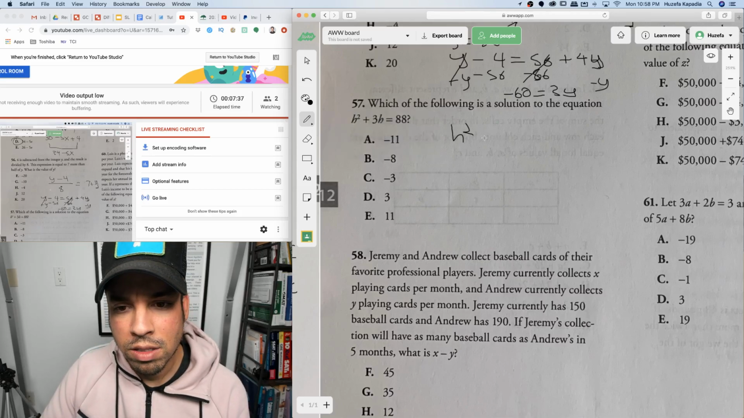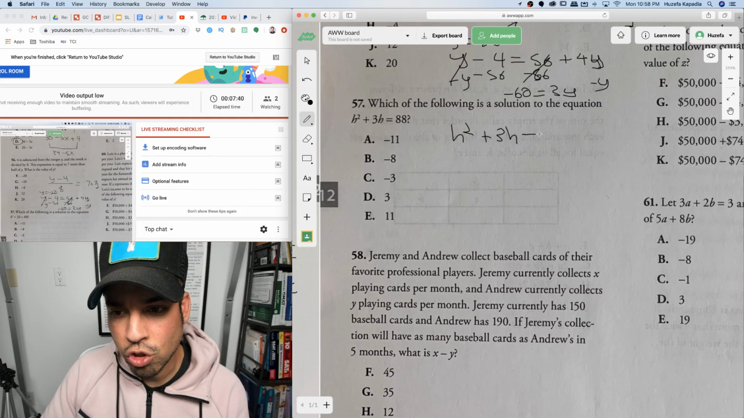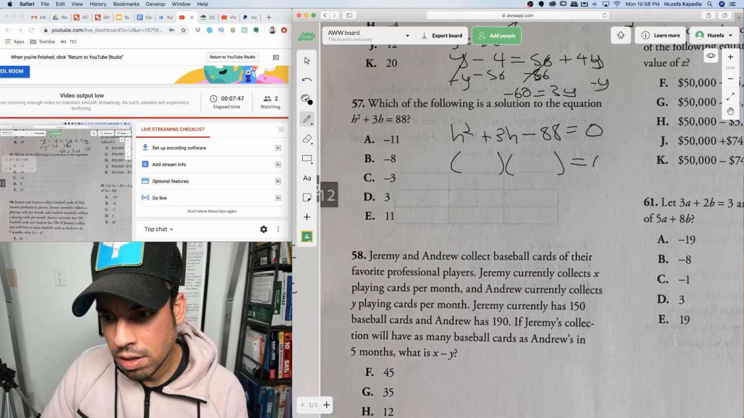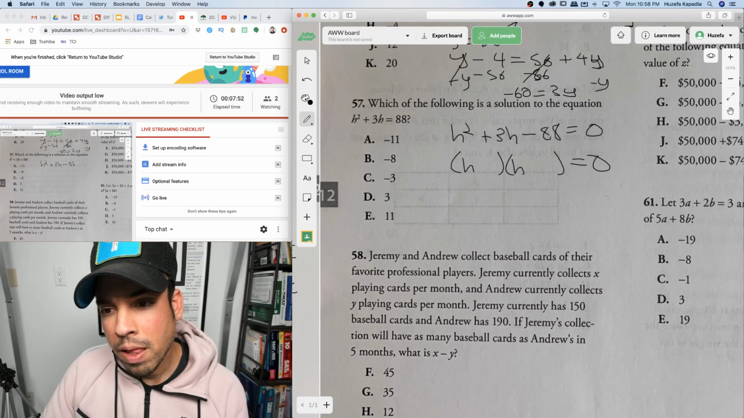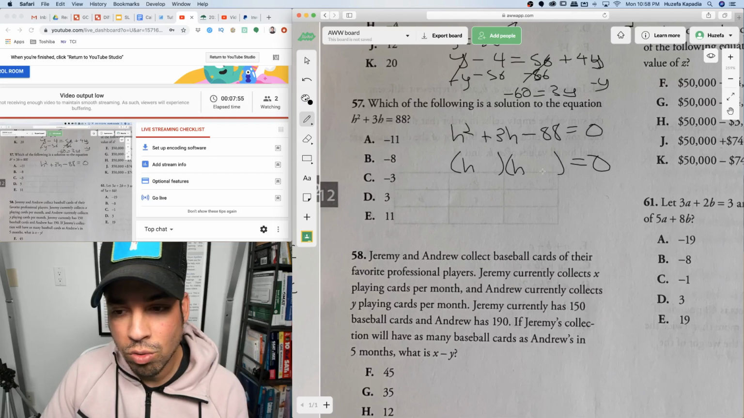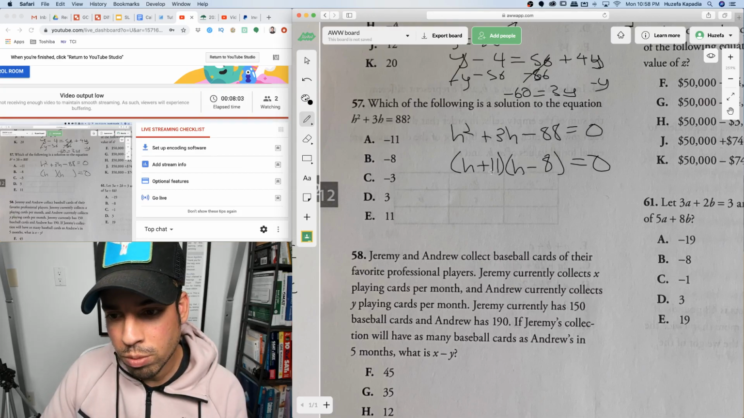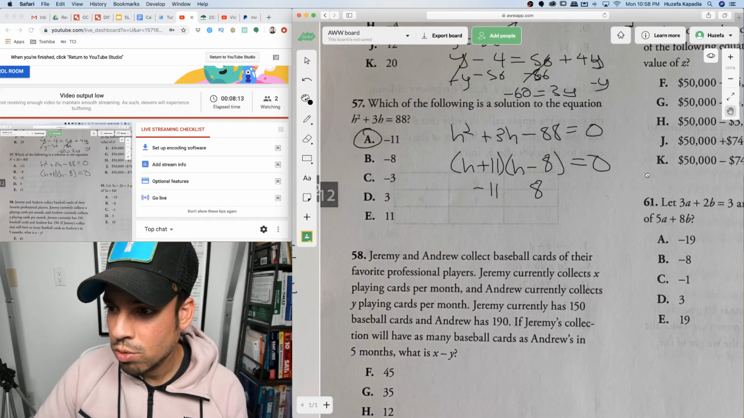Okay, this is a nice factoring equation, so I'm going to subtract 88 from both sides. Usually when we got a quadratic, we want to set everything equal to 0. Now I'm going to see if I can factor this. So first of all, we say that h and h go here because what multiplies to h squared, h and h. And then what multiplies to negative 88 and adds to 3, it must be positive 11 and negative 8. Those two multiply to negative 88, add to positive 3. So my solutions are, what makes this go to 0? Negative 11. What makes this go to 0? Positive 8. And they only have negative 11. So we're good to go.